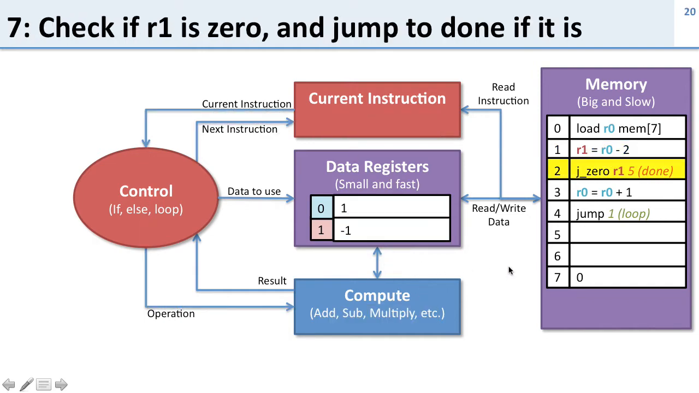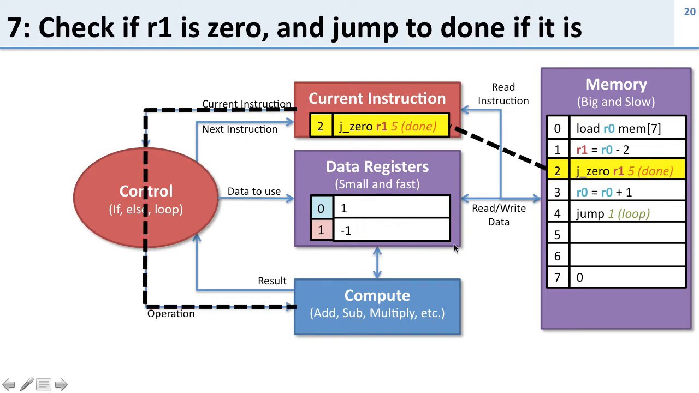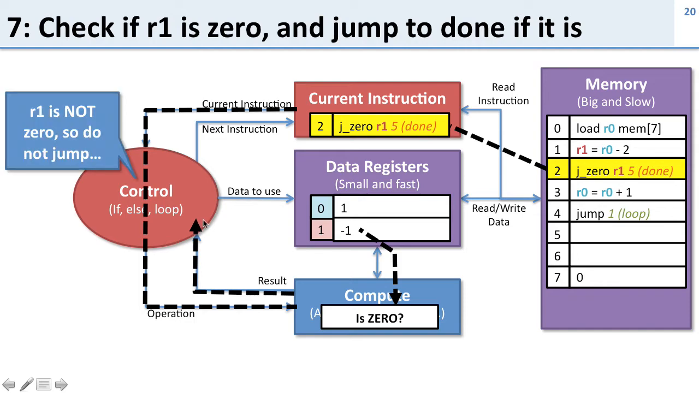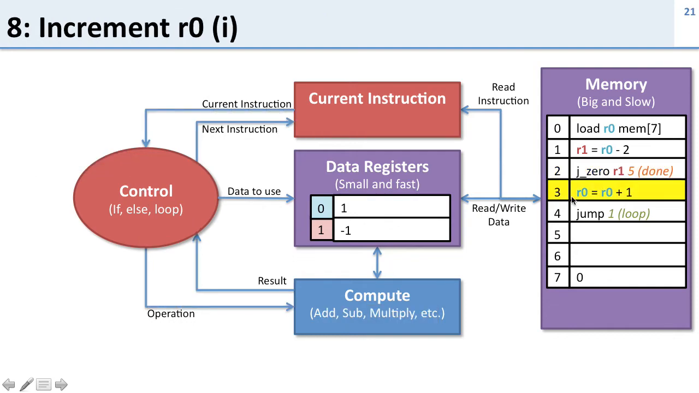Now we go on to the next instruction, which is our jump if 0 instruction. We load that. This is going to jump if 0. If R1 is 0, it's going to jump to 5. Well, R1 is not 0, so we don't expect to jump. We go ahead, the operation here is going to be check is it 0. We load R1. We send the result back to the control. The control says R1 is not 0, so don't jump. It goes on to the next instruction, which is just going to be 3.